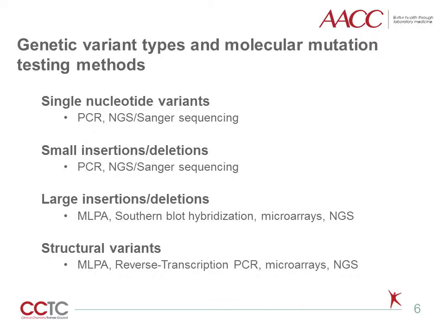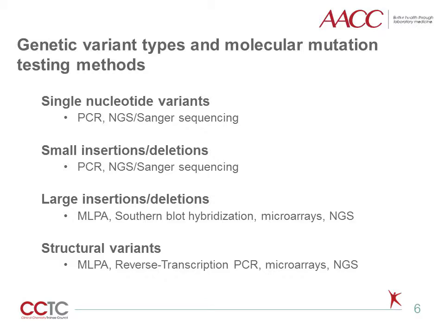Four classes of genetic alterations can be detected when performing targeted mutation analysis. Each of these variant types differ on the ideal testing methodology. Single nucleotide variants, SNVs, and small insertion and deletion events, indels, are detectable by polymerase chain reaction, PCR, method, next-generation sequencing, NGS, or Sanger sequencing.